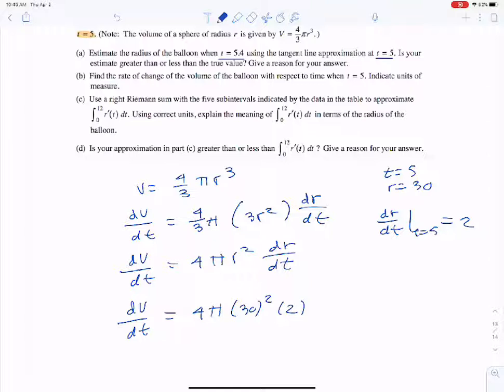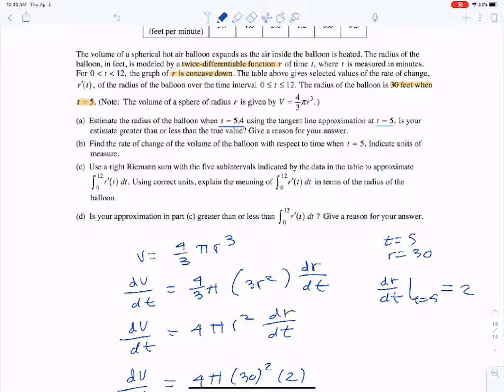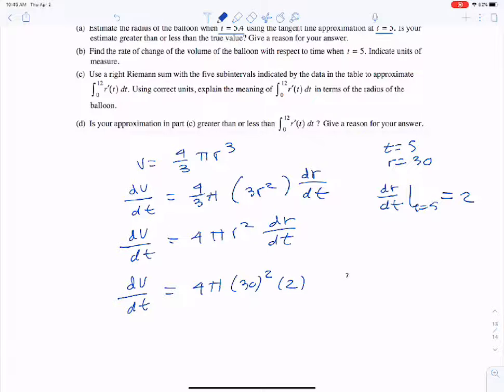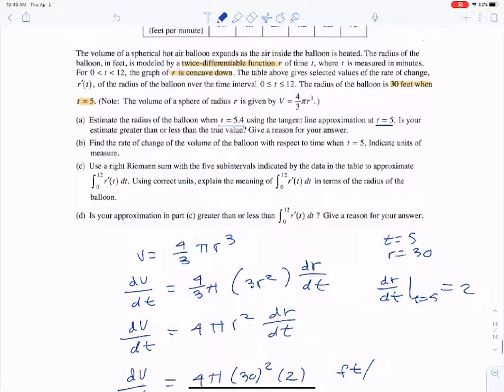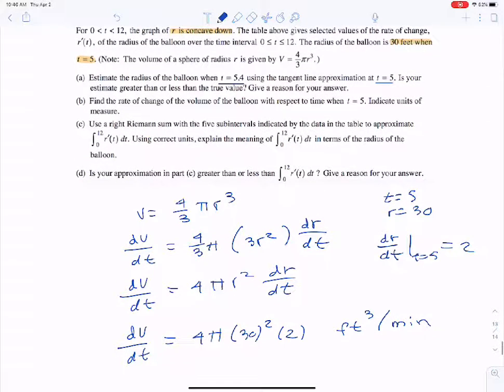And then finally, we have to talk about our units of measure. Our radius is a linear unit, and it was measured in feet. So this is going to be feet per minute. Nope, I'm sorry, we're talking about a volume, so this is feet cubed per minute. Okay? In regards to letter B, do you have any follow-ups?